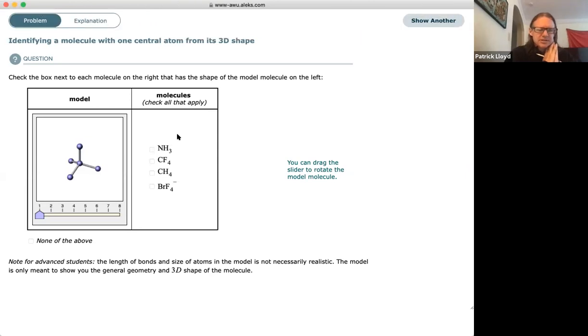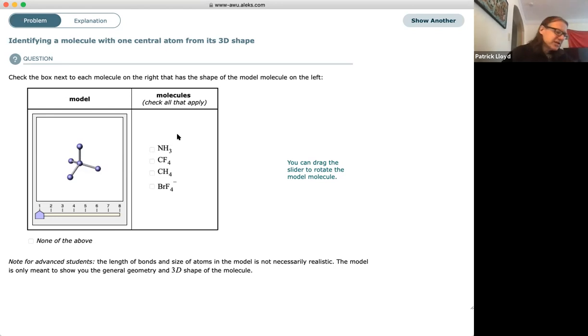Same idea. They're going to give you 4 formulas. You're going to have to draw out the Lewis structures, just to see if they work out. Now notice you've got 1 central atom and 4 surrounding atoms. So any of those that have 3 or 5 surrounding atoms are not going to be any good. So that first one, NH3, you can get rid of that right off the bat. It only has 3 surrounding atoms, so that can't be possible. But CF4, CH4, and BrF4 minus, those all seem like possibilities.